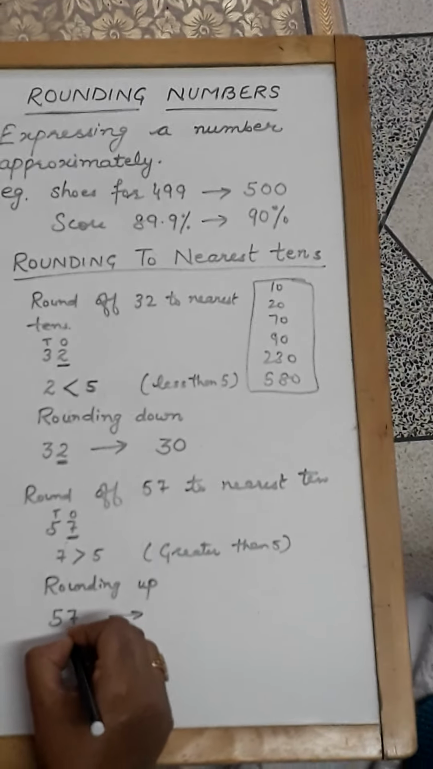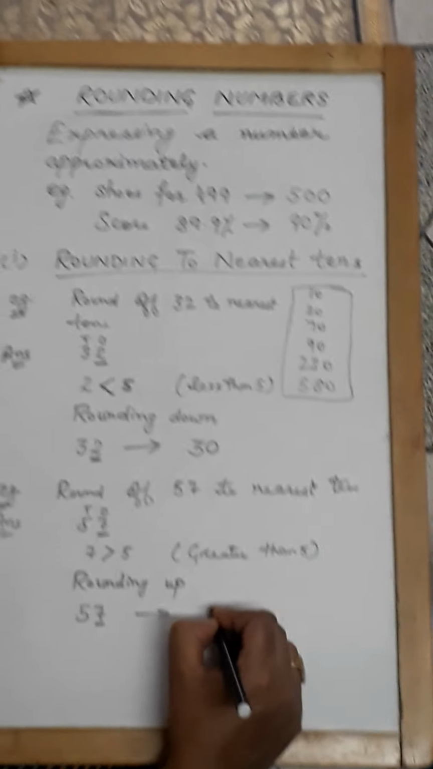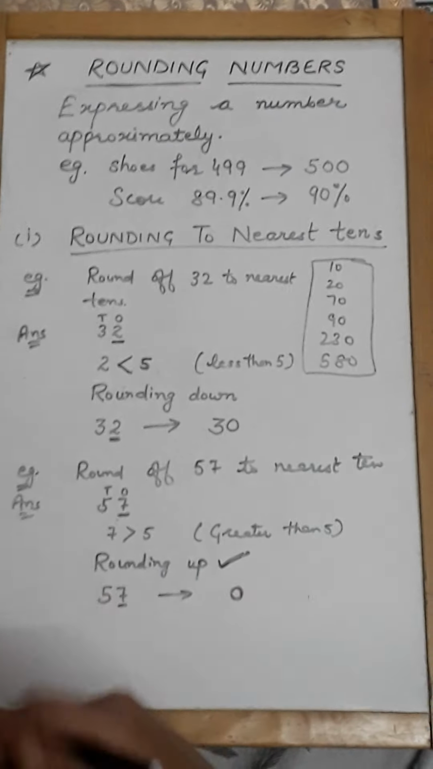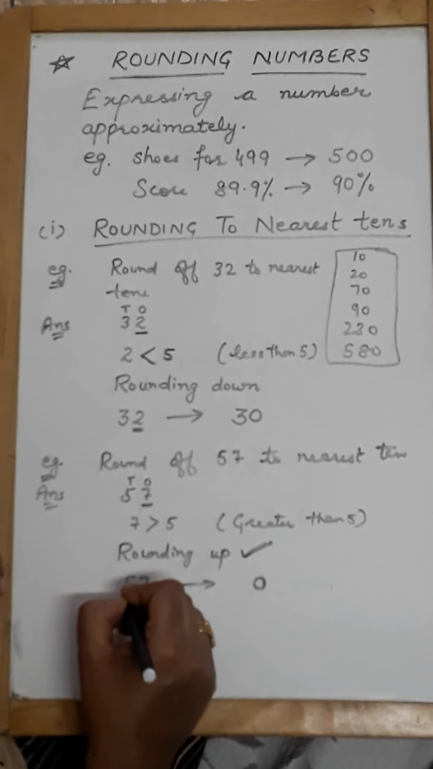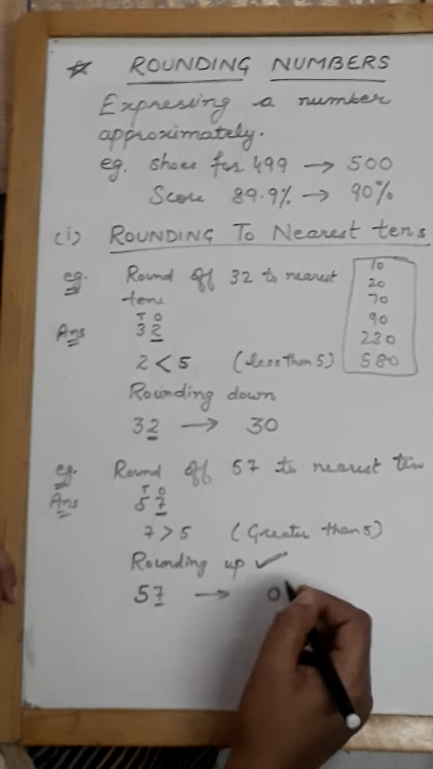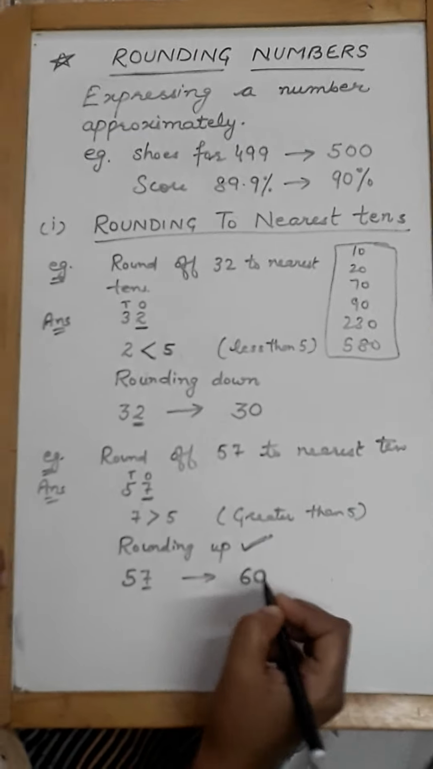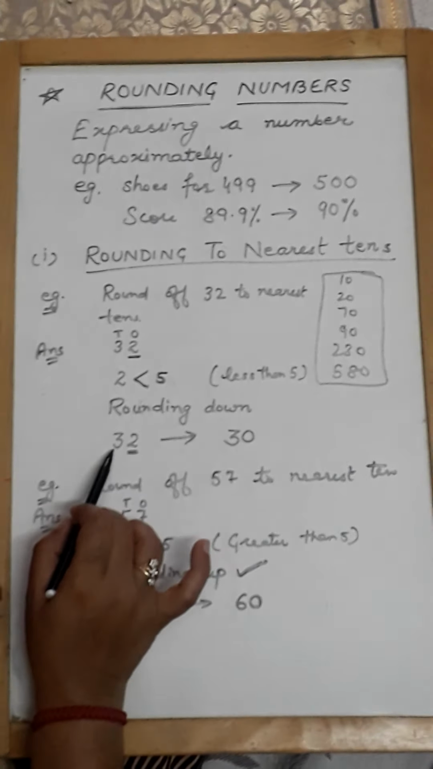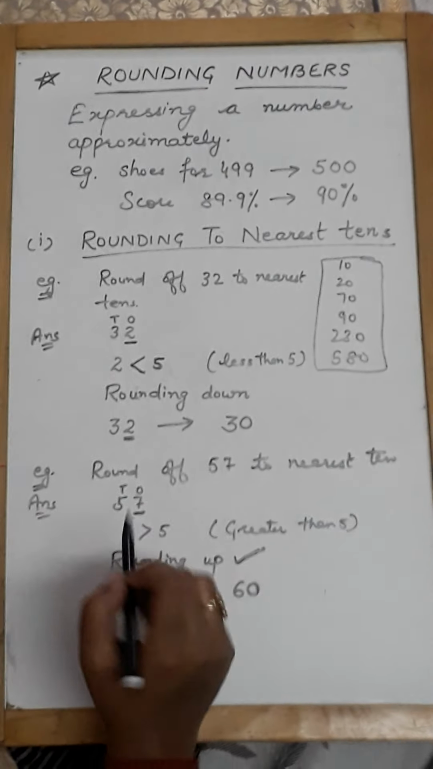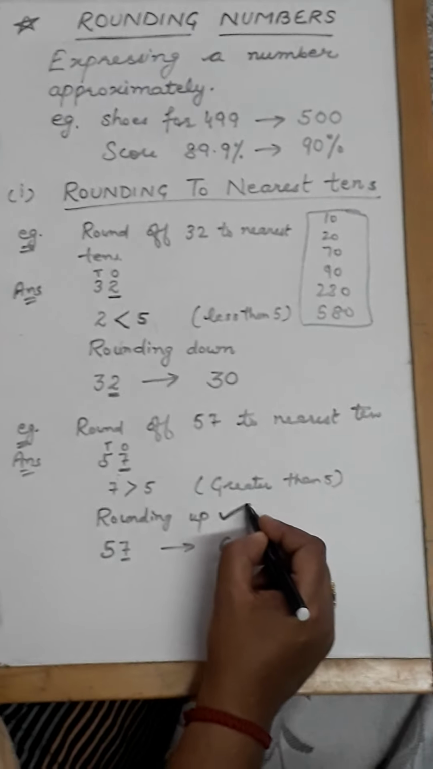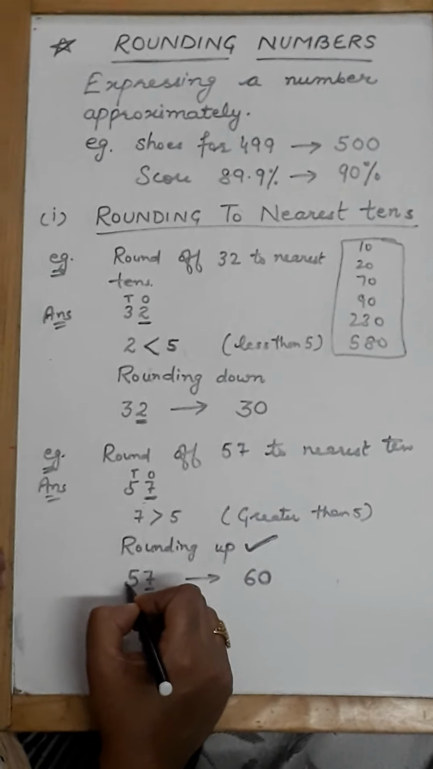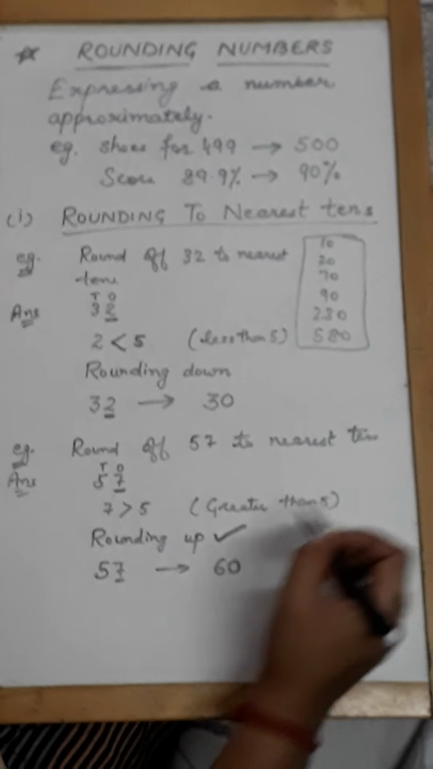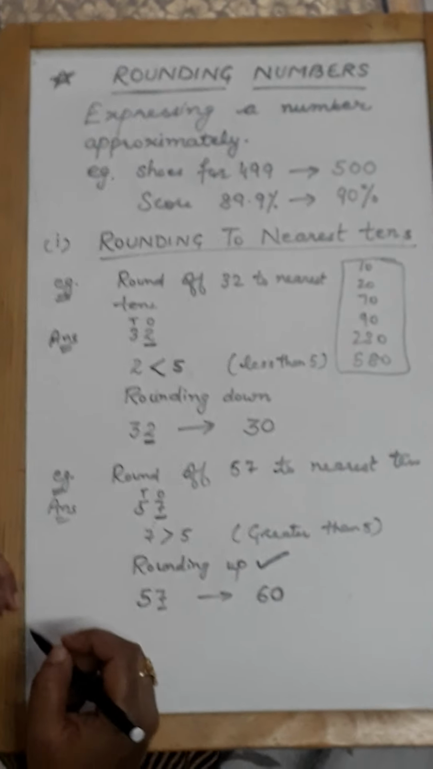Again, the number at ones place becomes 0, and in rounding up means we have to go to the next number. 5 में हम 1 को add कर देंगे and this will become 6. In case of rounding down, there is no change in the digit at tens place, it remains same. But in rounding up, we add 1 to the number at tens place while rounding to the nearest 10. So the answer is 60.